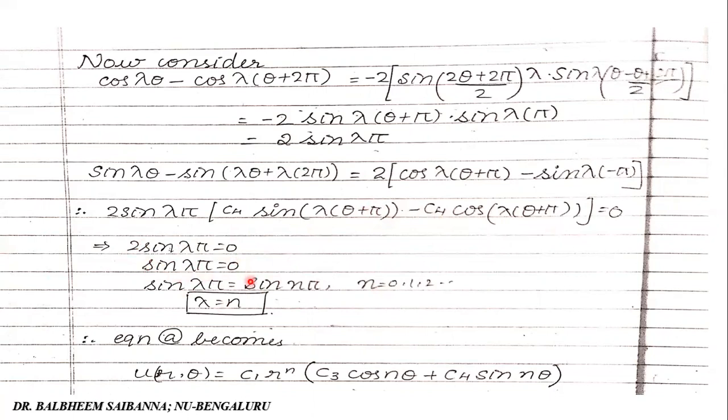Then sin lambda pi is equal to 0. Sin lambda pi is equal to sin n pi. So sin gets cancelled and pi gets cancelled. Lambda is equal to n, n is equal to 0, 1, 2. This solution exists for all the values of n equal to 0, 1, 2. Then equation A becomes, what is equation A? Wherever lambda is there, just substitute the n there.